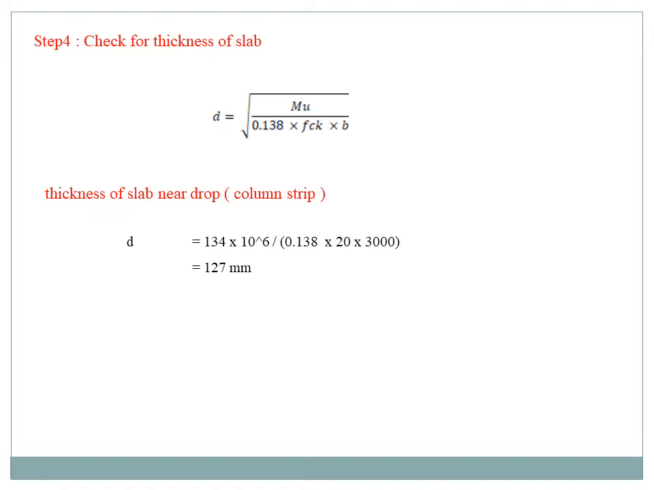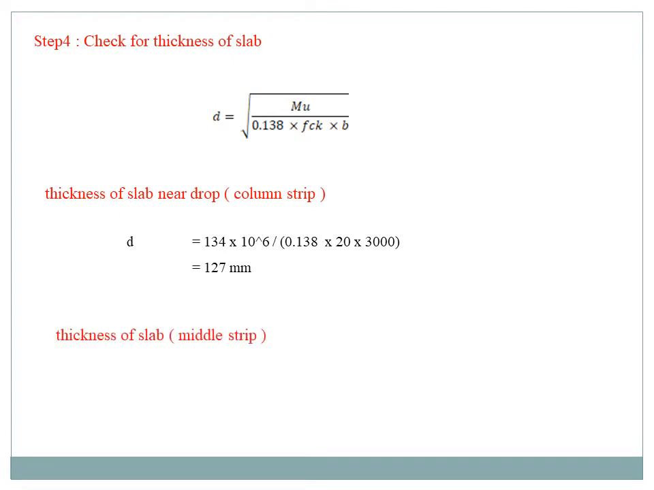So B, we can assume. In this problem we didn't assume that B is equal to 1 meter, because it is given here, so we can take the width of the middle strip, which is equal to 3 meter. We apply it in this step in mm, so we need to convert the 3 meter to mm. So 3000 mm. So D is equal to 127 mm.